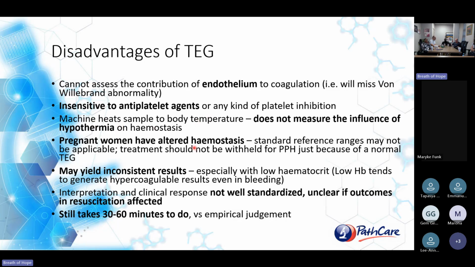Pregnant women have altered hemostasis, and we are unsure what reference ranges to apply to pregnant women. Pregnant women can have a normal TEG even while they are bleeding. So for pregnant women, the treatment for postpartum hemorrhage should not be guided by a TEG. You can have inconsistent results with the TEG, especially if the hematocrit is low. With low Hb, you can have hypercoagulable results even in a patient that has a coagulopathy and is bleeding.